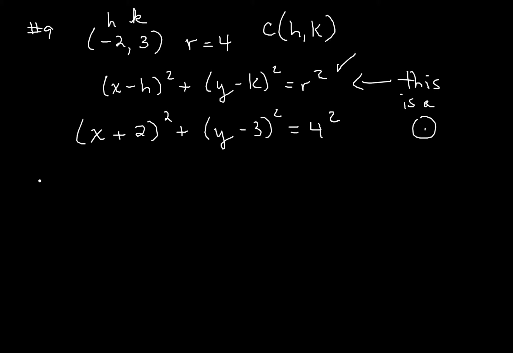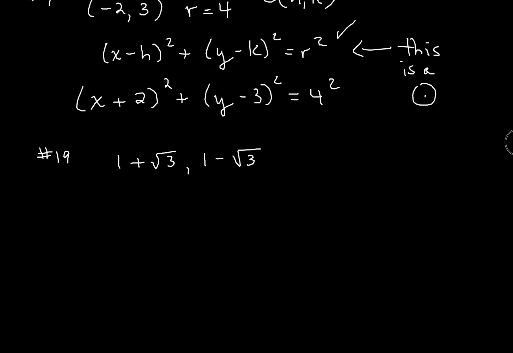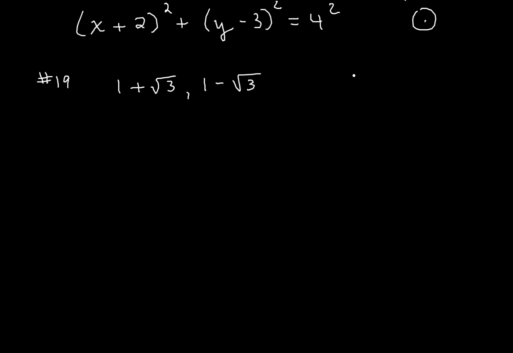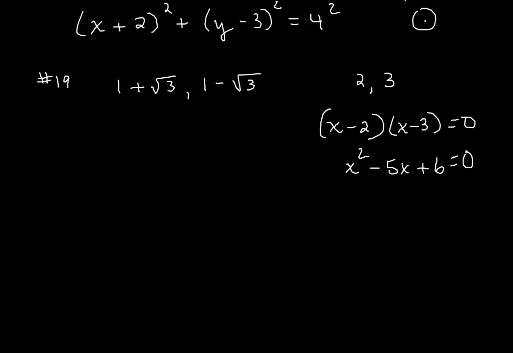Number 19. This was a fast day. Write a quadratic equation with lead coefficient 1, whose roots are 1 plus the square root of 3 and 1 minus the square root of 3. These are your answers, and you have to come up with a quadratic equation. Like if they said the roots were 2 and 3, you would say x minus 2 times x minus 3 equals 0, and x squared minus 5x plus 6 equals 0. If they gave you roots, you work backwards to get the equation.